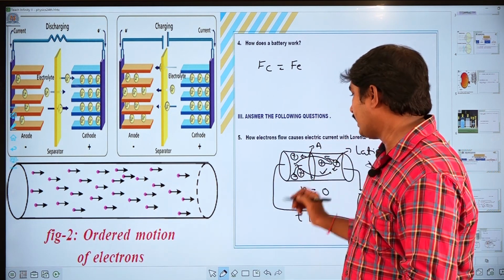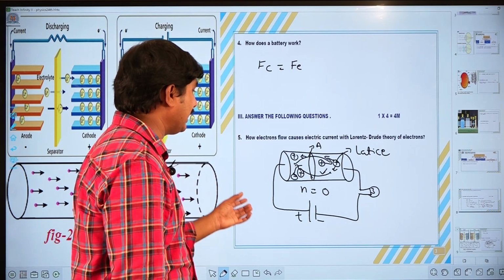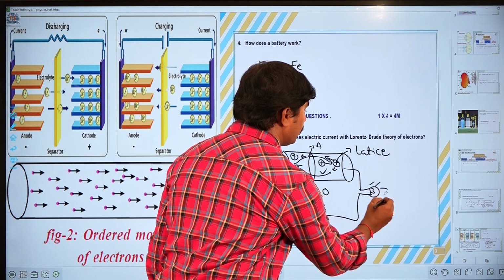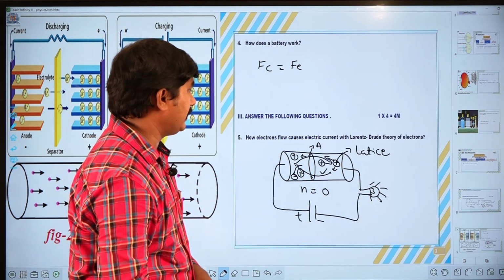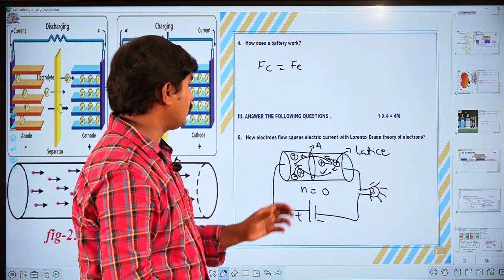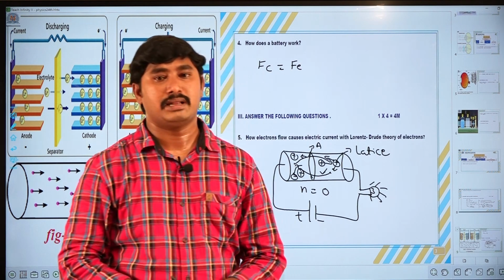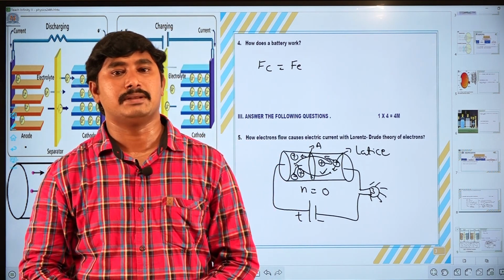So, when you connect this battery, the electrons carry that energy and send it to the bulb, and then the bulb will glow. This is the activity showing how electron flow causes electric current. This is the experiment by Drude and Lorentz, in the 19th century.